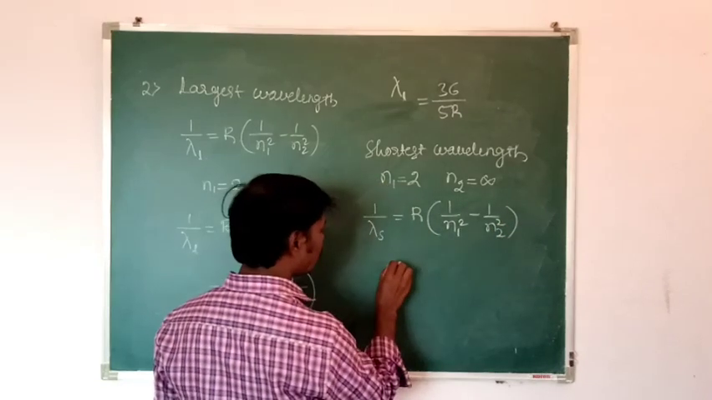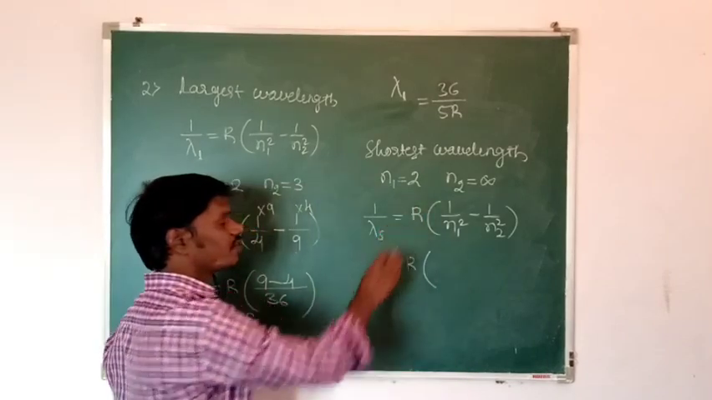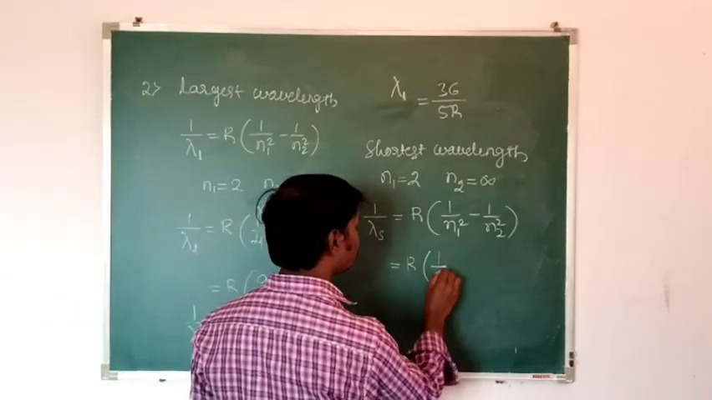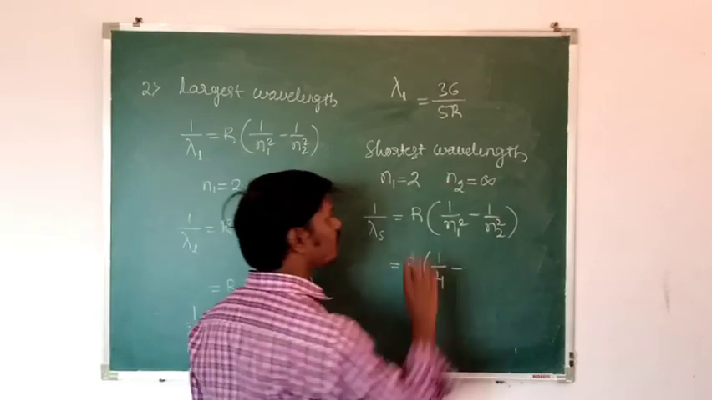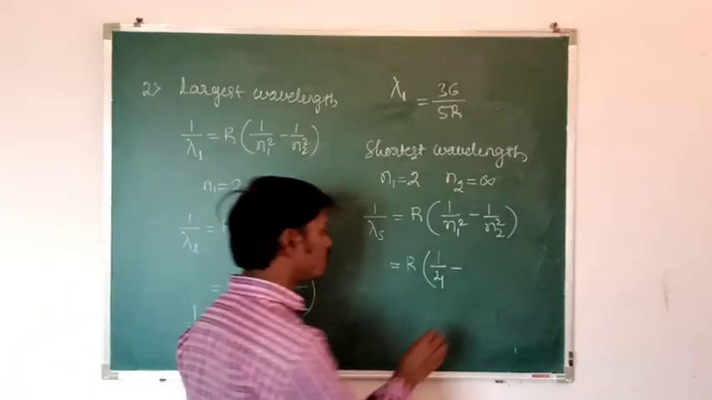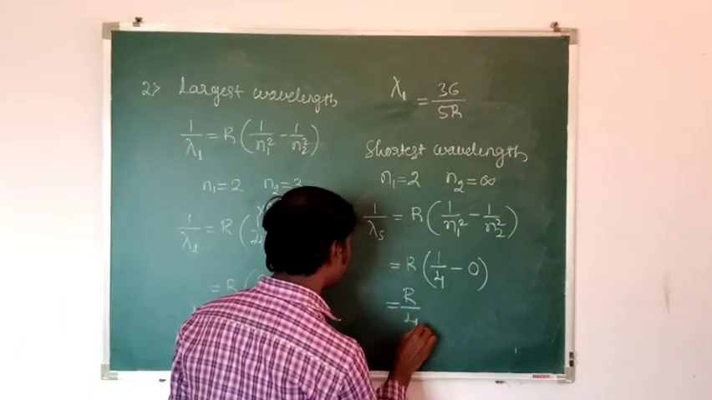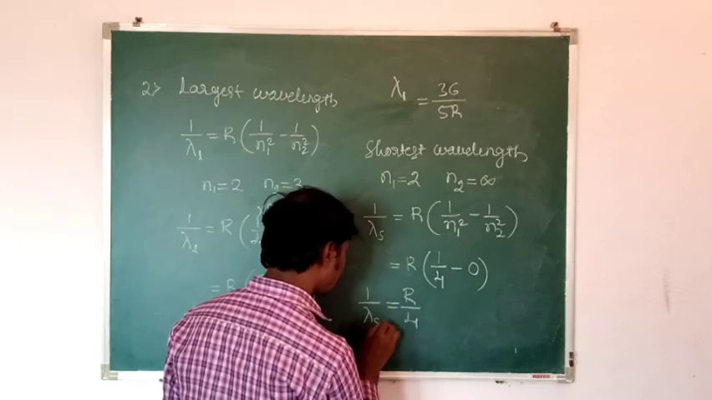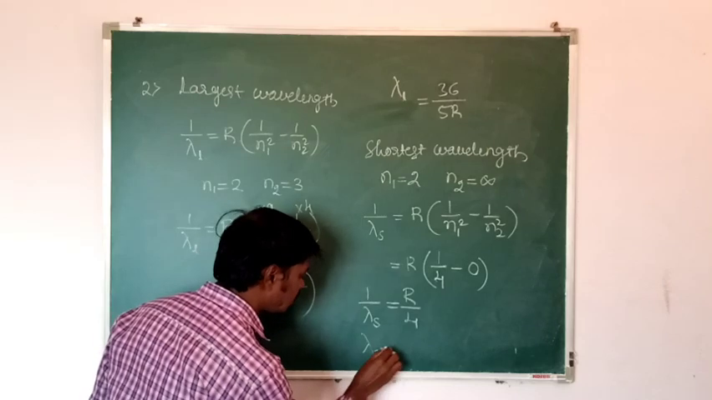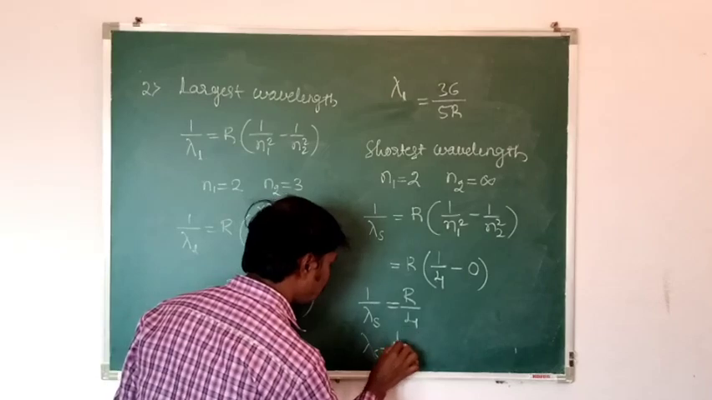On substituting the values, 1 by n1 square is nothing but here 2 square, that is 4, so 1 by 4. Then 1 by n2 square means 1 by infinity square, that is 1 by infinity, and 1 by infinity is 0. Then we got the answer R by 4. It is the reciprocal of the shortest wavelength. But what we require now is lambda s. Just interchanging numerators and denominators on both sides, lambda s is equal to 4 by R.